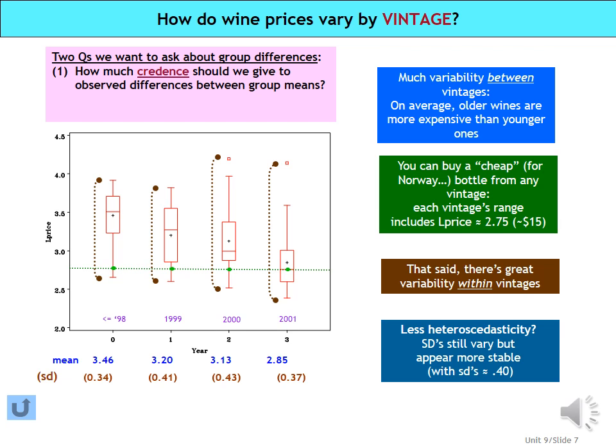They're asking for your help. The question is on the top. How much credence, how much trust should we give to observed differences between the group means? We know that there are differences between the group means, but is there really a group difference between the vintages? Can it be caused by another thing? Or are you asking: are they really different? They seem different, yes, but are they really different?